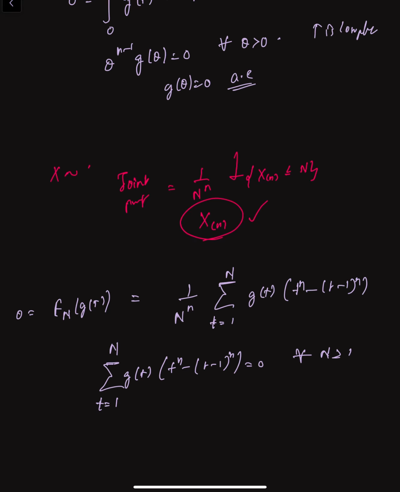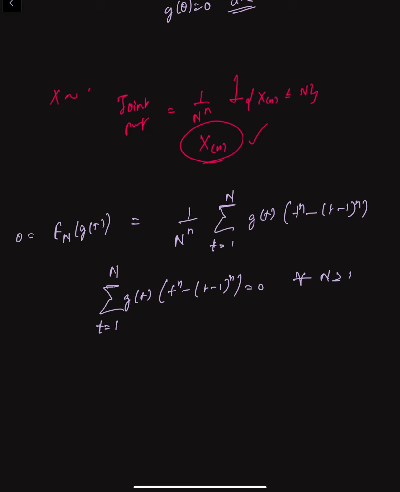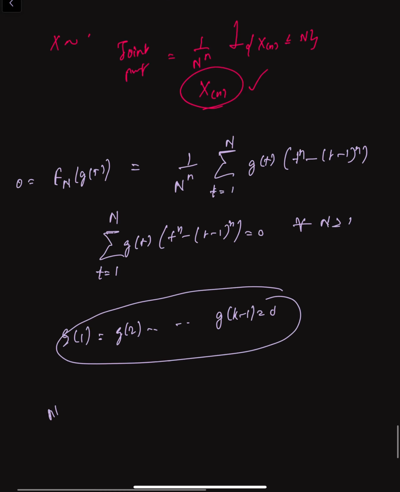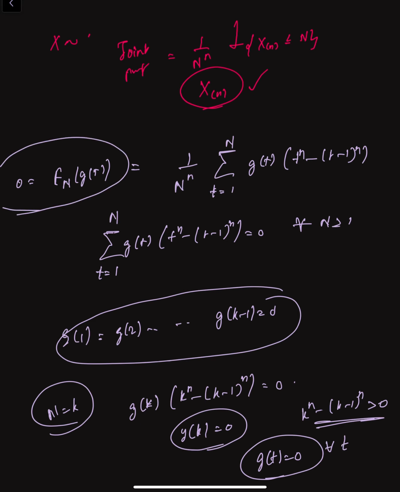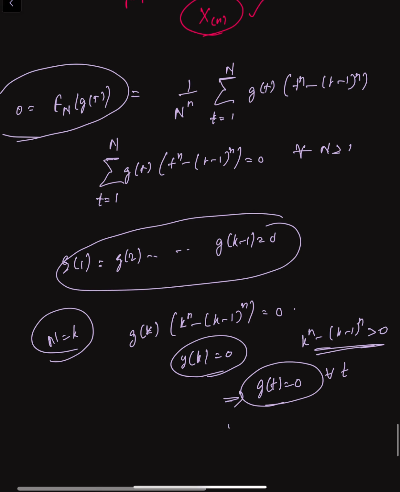So we can clearly see that z of 1, z of 2, and so on, z of k minus 1 must be 0, because for n equal to 1, if we consider z of k into k to the power of n minus k minus 1 whole to the power of n equal to 0, this implies z of k must be 0, because k to the power of n minus k minus 1 whole to the power of n is strictly greater than 0. So that means z of t is equal to 0 for all t. So we started with 0 equal to expectation of z of t, and we reached z of t equal to 0. Therefore t is also complete.